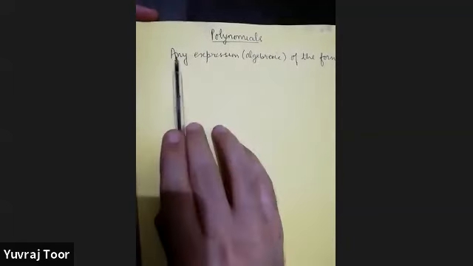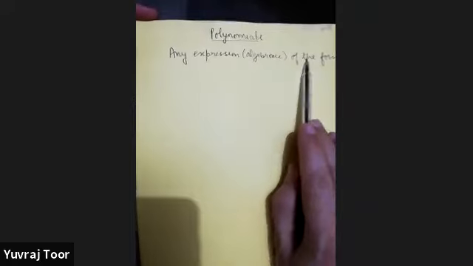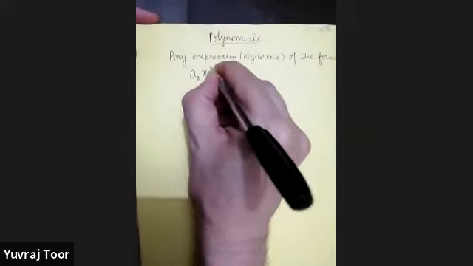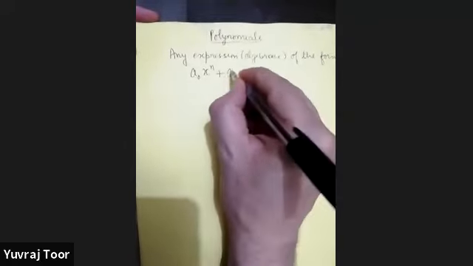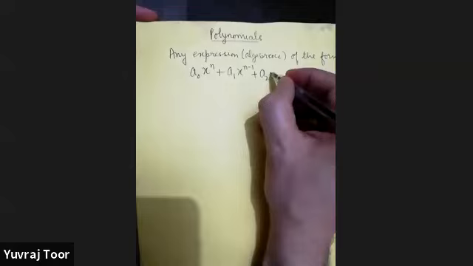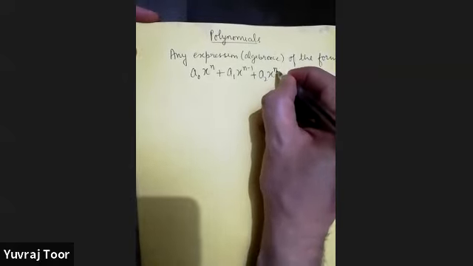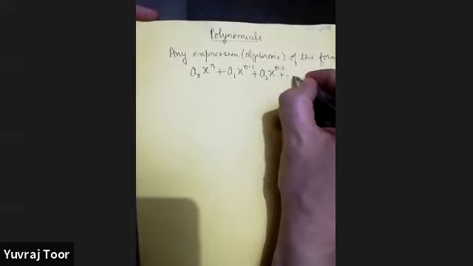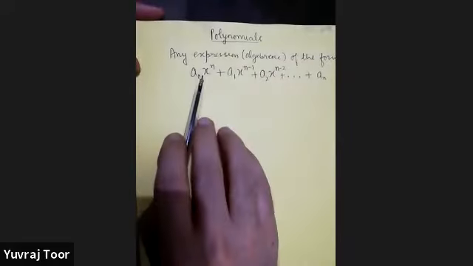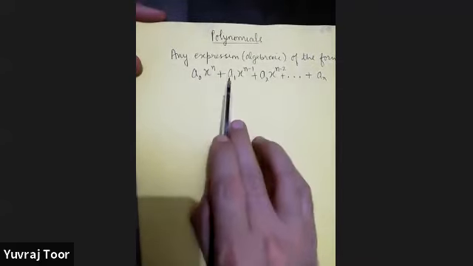Again, I'll tell you what is a polynomial. Any expression that is algebraic of the form a0 x to the power n, a1 x power n minus 1, a2 x raised to power n minus 2, and so on. That means so many terms are there, and in the last we have a constant which is represented by an. x is showing a variable, and a0, a1, a2 and all these are taken as coefficients.